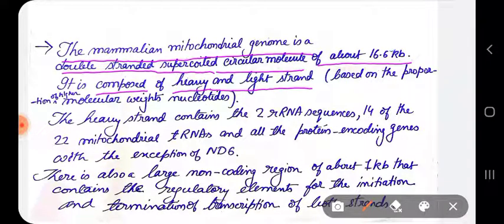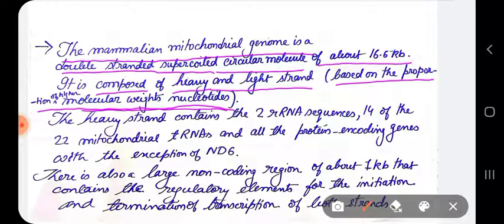And why do we name them heavy strand and light strand? Based on the proportion of high molecular weight nucleotides. The weight of nucleotides depends on the strand. That's why we name them heavy strand and light strand. GC repeats have more molecular weight.